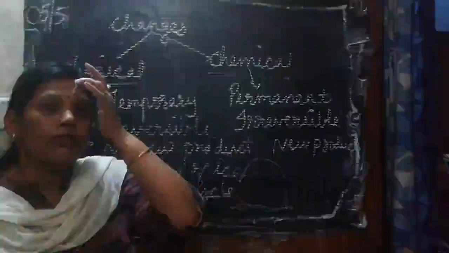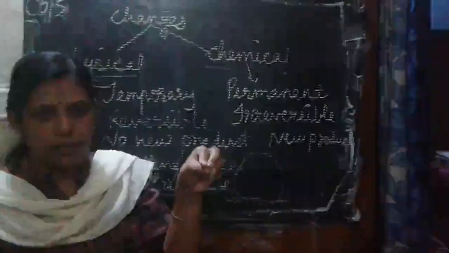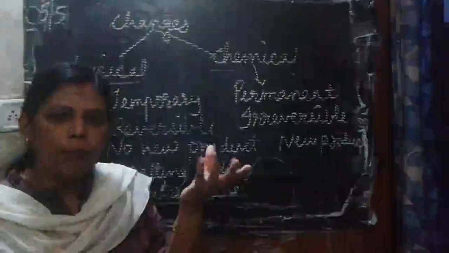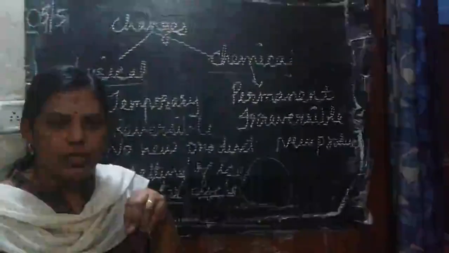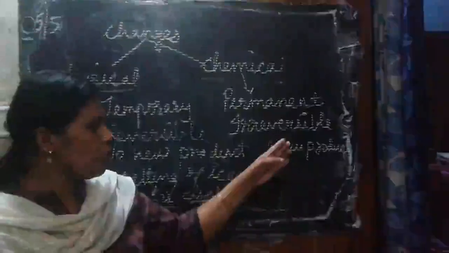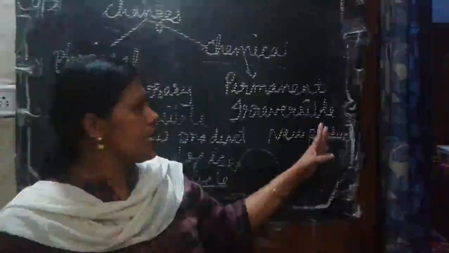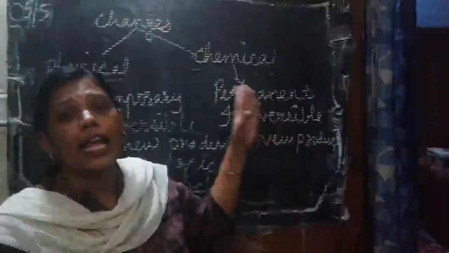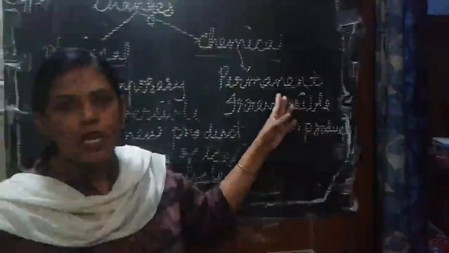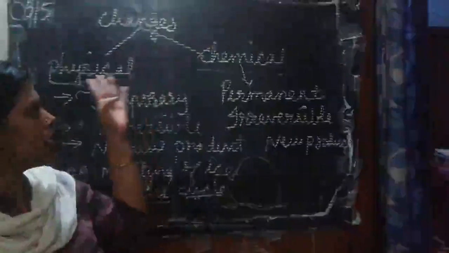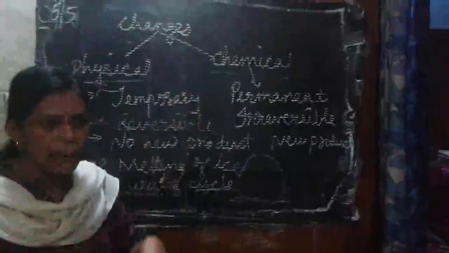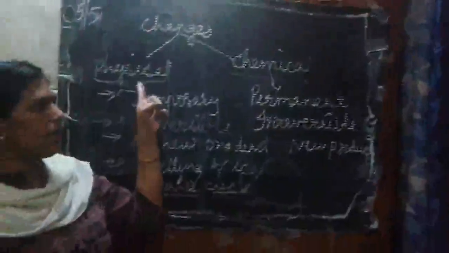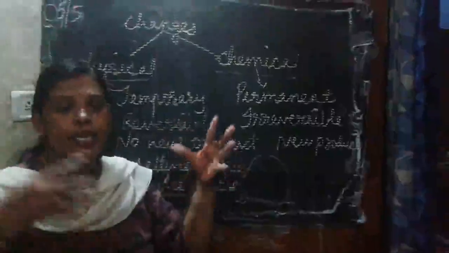And the formation of curd: if we are making curd from milk, once the milk changes into curd, can you bring that curd back into milk? No, it is not possible. So it is irreversible. Once the change comes, it is forever. That is a permanent change. Understood physical change and chemical changes? Here only the physical appearance is changing. Here the chemical internal changes are taking place.